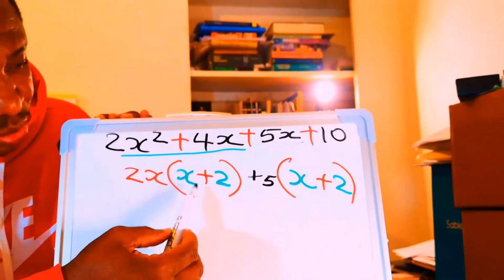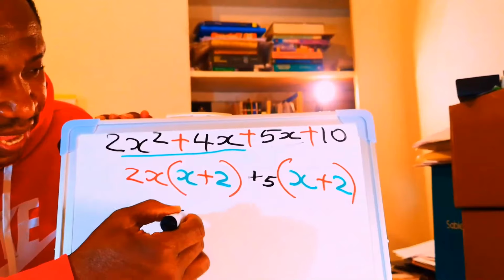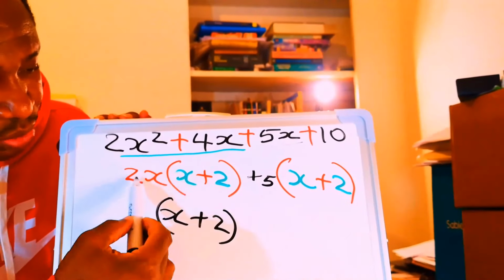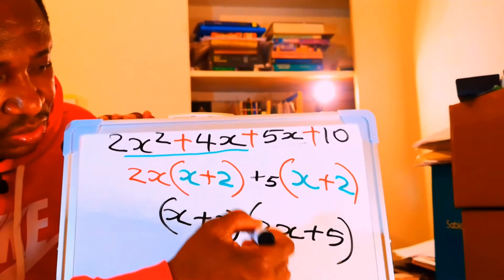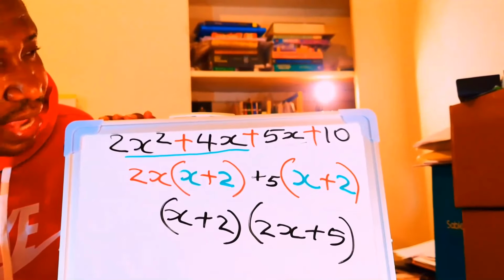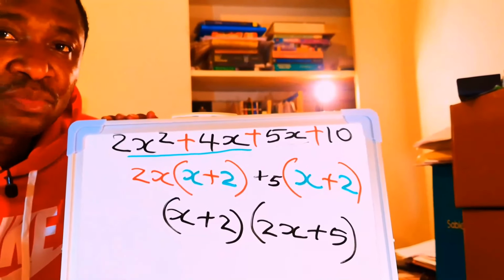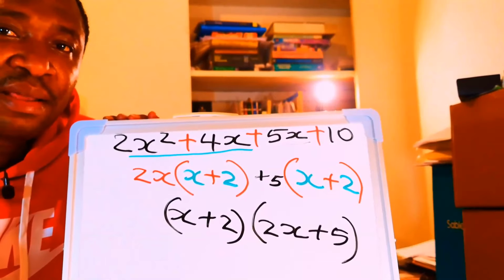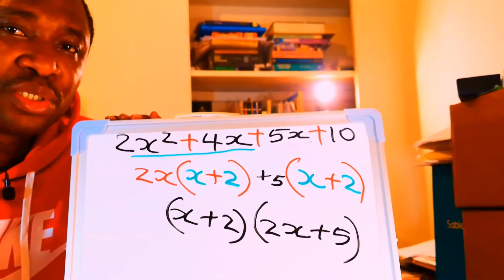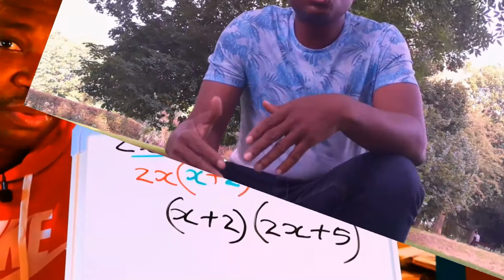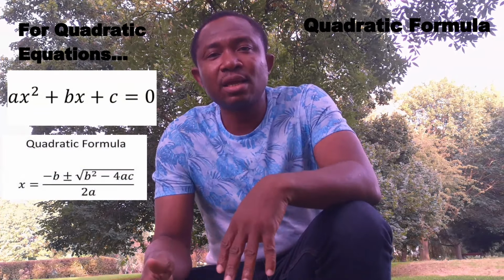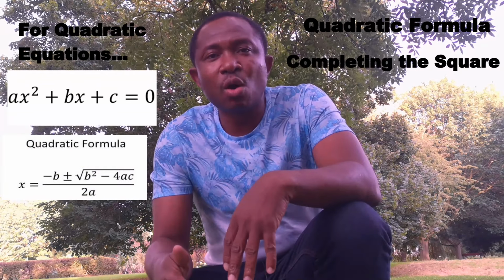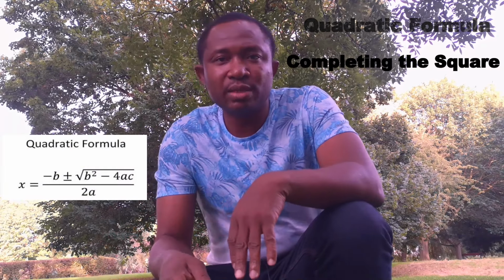So now we're going to choose one of these brackets, which is x plus 2, and we're going to put together what is outside, which is 2x plus 5. And you see, we have factorized this expression by grouping. If you understand this, then factorization in quadratic equation becomes simple. Some equations cannot be factorized by grouping. In such a problem, we can apply the quadratic formula, or we complete the square.